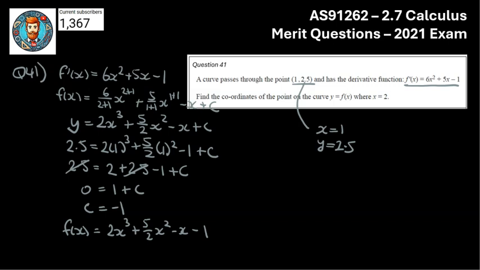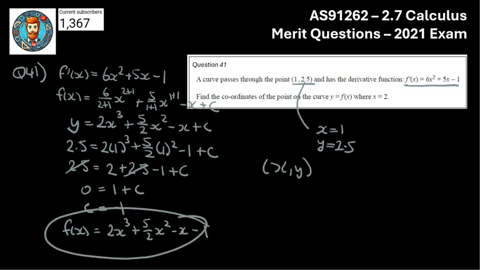Now, I haven't answered the question. I've done a heap of work, but I haven't actually answered the question. I've been asked to find the coordinates when x is equal to 2. Remember, coordinates are x, y. I've already got the x, that's 2. So I need to put x equals 2 into my original function to find out what that y is going to be. So f(2) is what we're trying to find out.